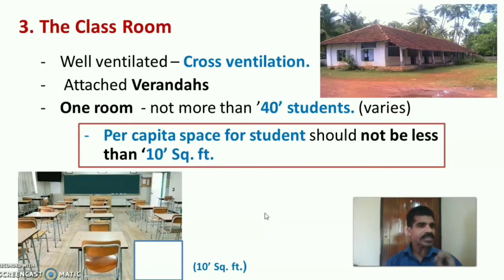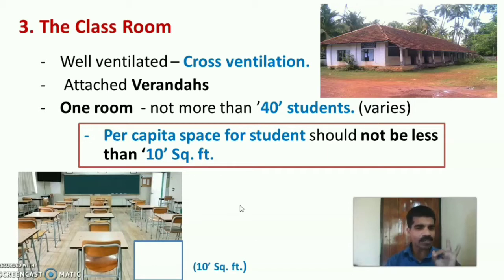The third point is the classroom. Classroom should be well ventilated with adequate cross ventilation. There should be attached verandas for the classroom. And one classroom, usually as per the 1961 recommendation, should have not more than 40 students, but at present it varies as the class strength has been increased.